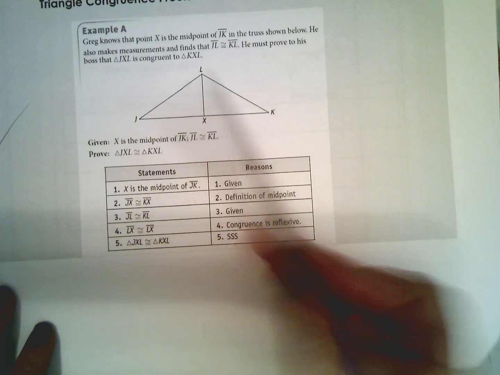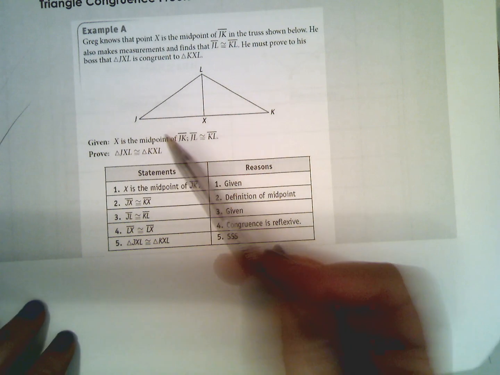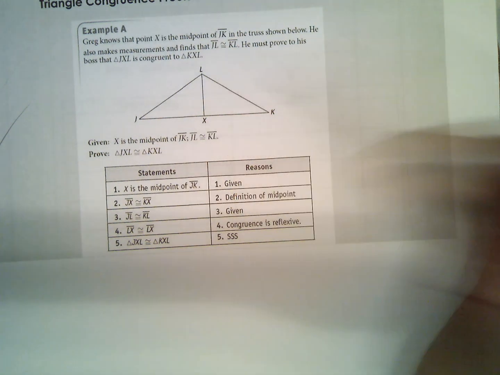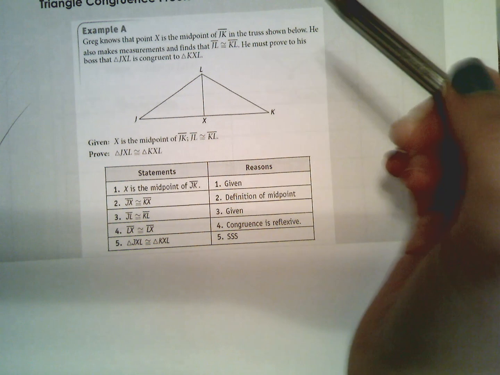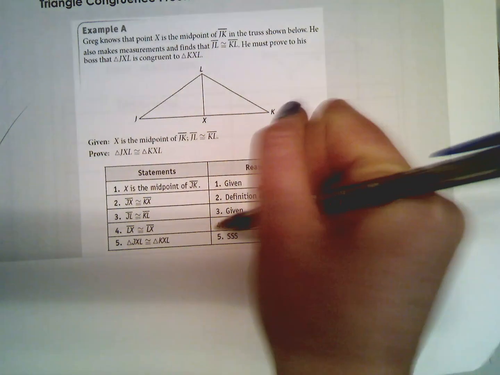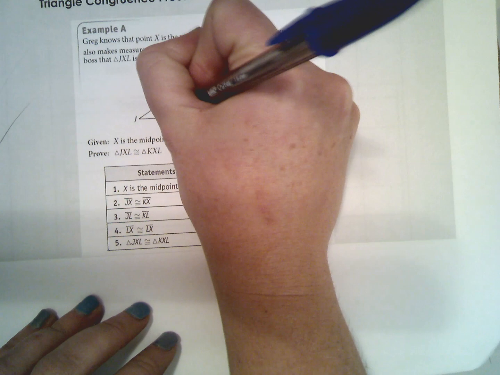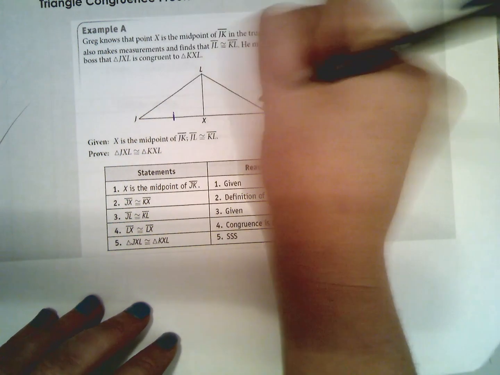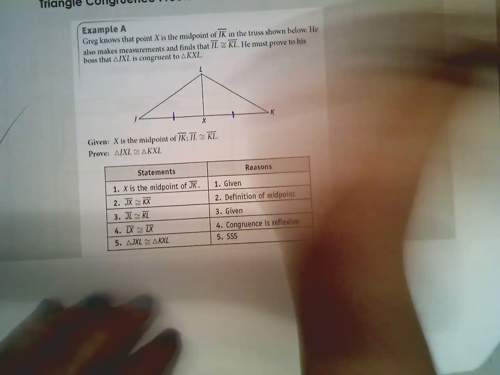So they gave you a triangle here. It says X is the midpoint of JK. So if you remember, a midpoint divides a segment into two equal parts. So I always label all the given statements on the triangle before I begin my proof. So if X is the midpoint of the segment, that means that segment JX is going to be congruent to XK. So I put those marks there.